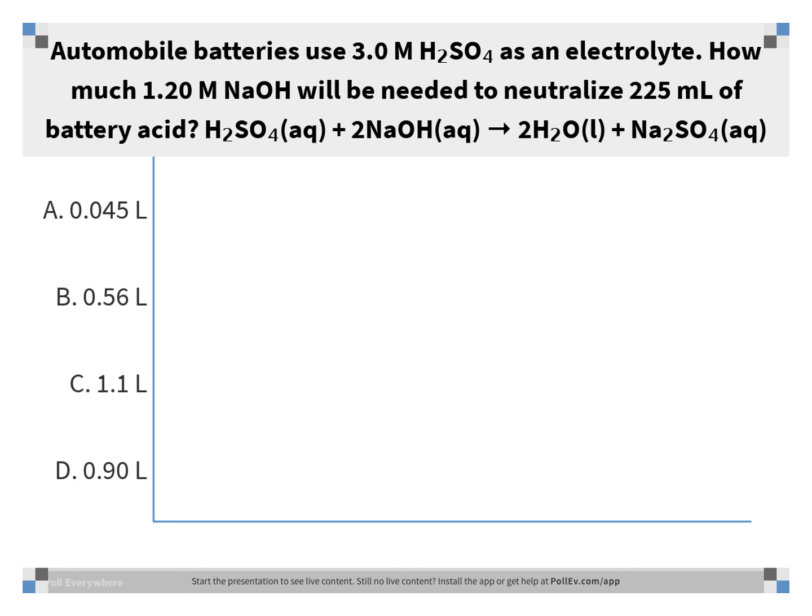Then we go from moles of acid to moles of base using the balanced chemical equation. Notice there's a 2 in front of the sodium hydroxide. That has to go into our conversion factor. Then we can go from moles of our base, sodium hydroxide, to the volume of the base, since it's asking how much will be needed, and all the answers are in liters. We know a molarity and we know moles now, so we can solve for liters and come out with 1.1 liters.